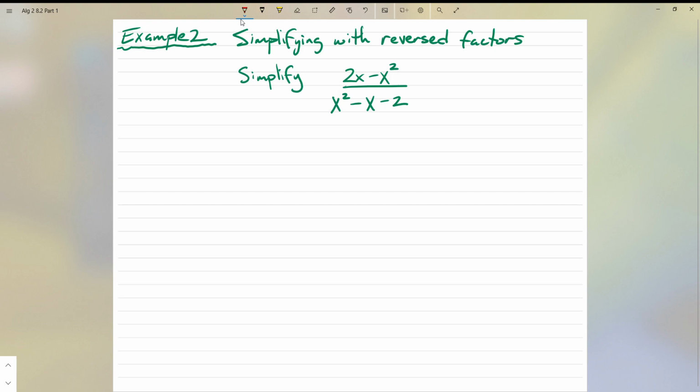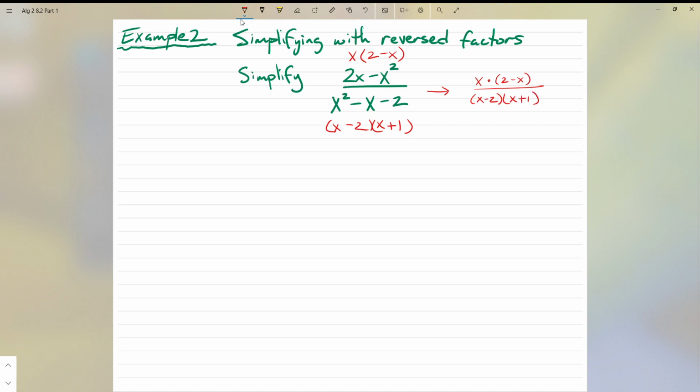So let me factor everything first here. So top of this fraction, I can take an x out, and so they had a common factor of an x. I'd be left with 2 minus x. Bottom of the fraction, it looks like I can factor minus 2 plus 1 would give me the correct information. So let me rewrite this here. So I've got x times 2 minus x on the top. On the bottom, I've got x minus 2 and x plus 1.